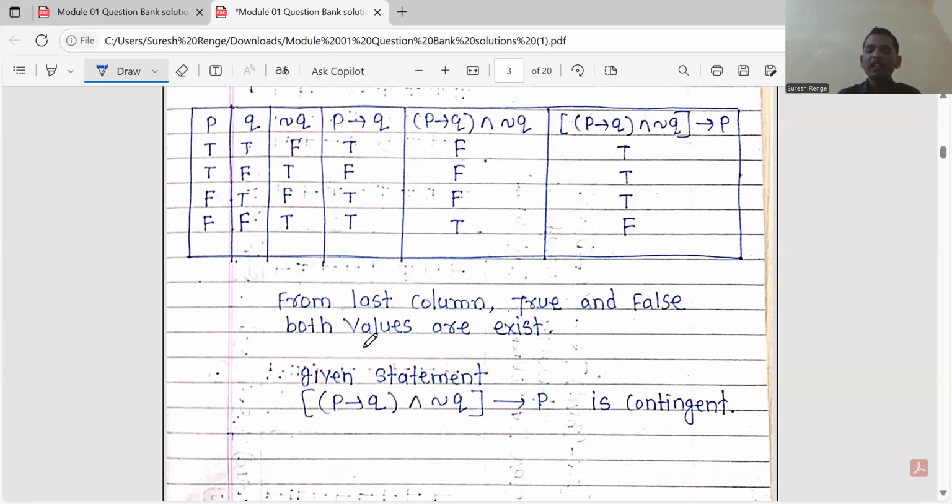statement, whatever statement is given to you in the questions that I have written here, is contingent. That statement is a contingent statement. Okay, this statement is contingent.